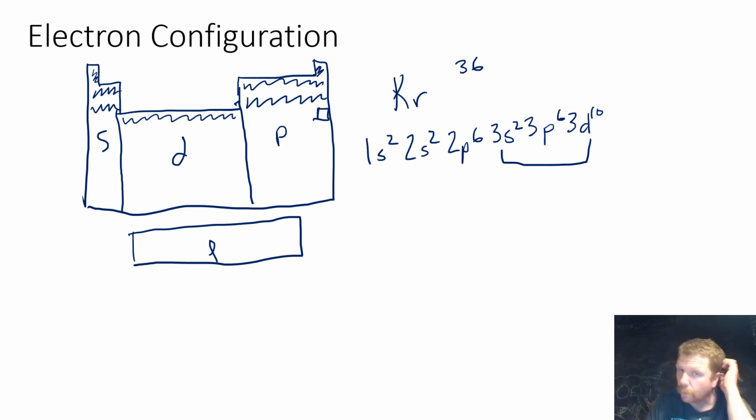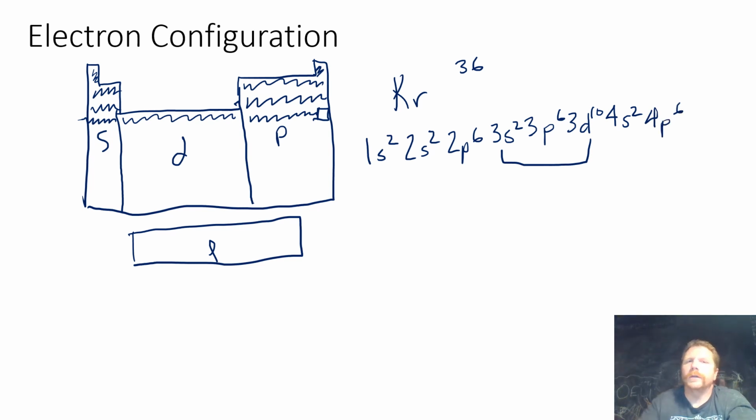So it has that principal quantum number of 3. So we write 3d10. Now we go on to 4s2, and now we're at the 4p6. Okay, so that's a complete electron configuration for krypton.